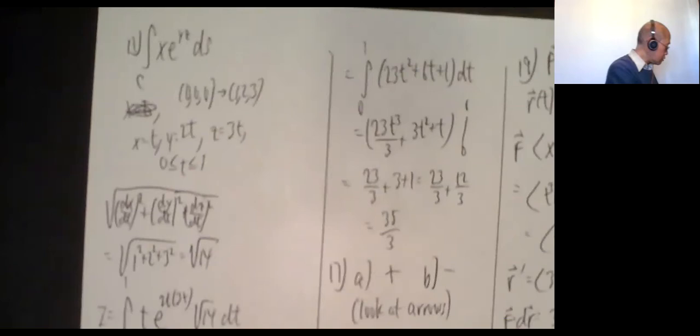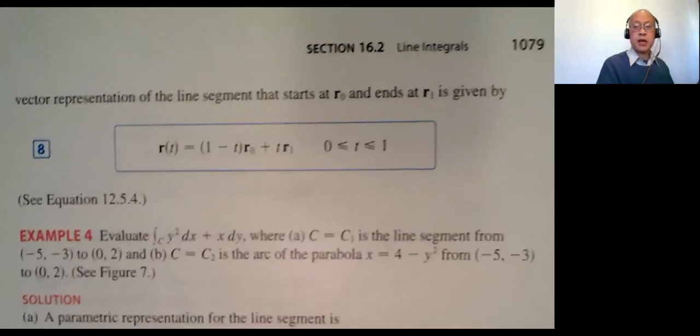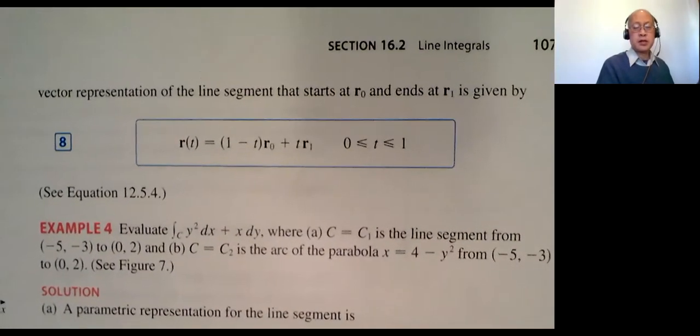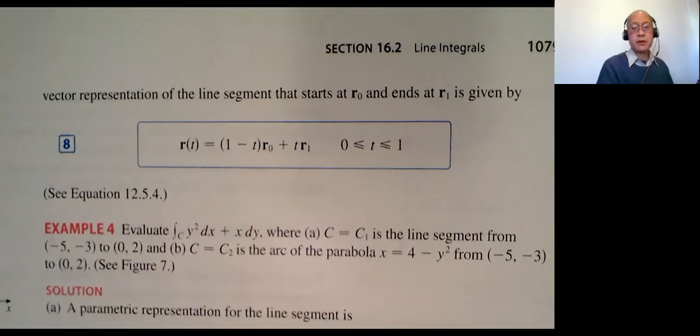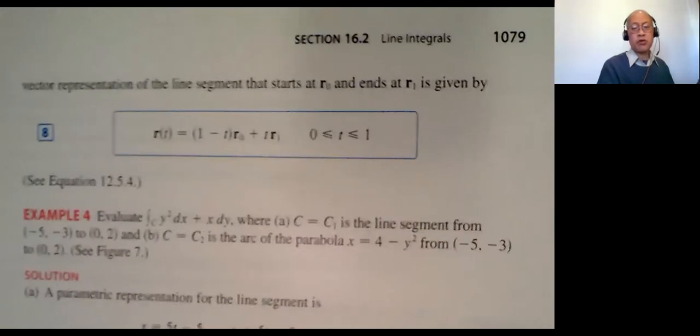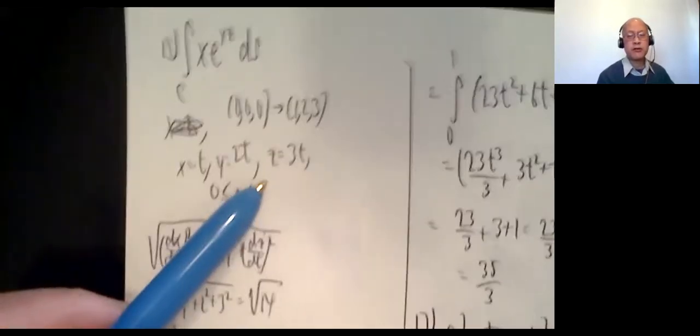Yes, you could use that other formula. It works. But for this formula here, R0 is the 0 vector. You're starting at the origin. So it's just t times R1, 1, 2, 3. So it's 1, 2, 3 times t. So here are parametric equations for that line segment.